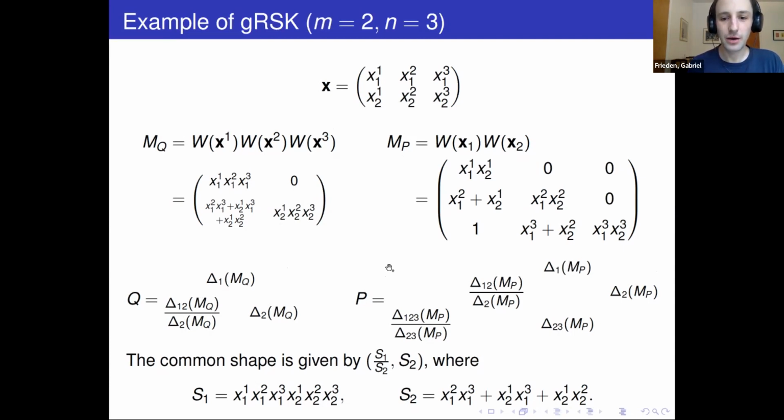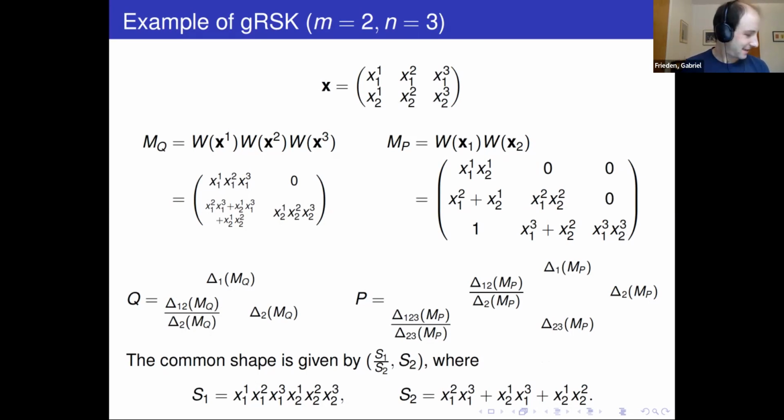And one thing that you can observe is that this bottom row really is the same in both cases. Here, this delta 2 is just the entry in the bottom corner, whereas here it's this 2x2 minor, and you can check that this 2x2 minor is really equal to that entry. And so this S1, this first part of the shape, is the ratio of the product of all the entries divided by this S2, which is this polynomial.